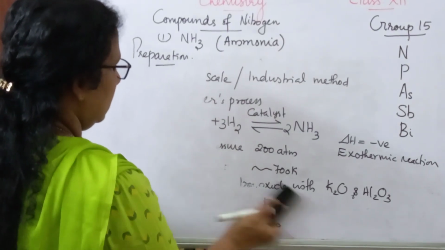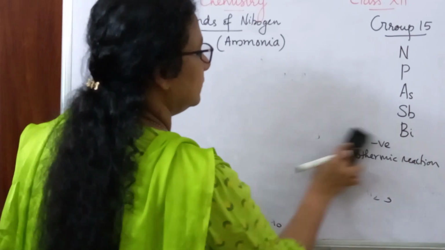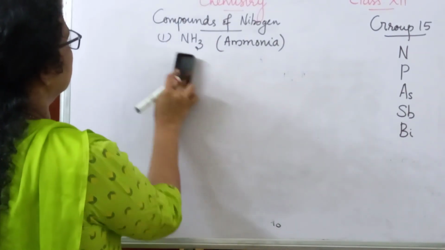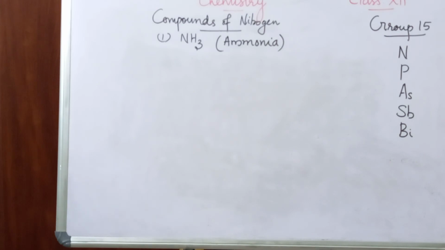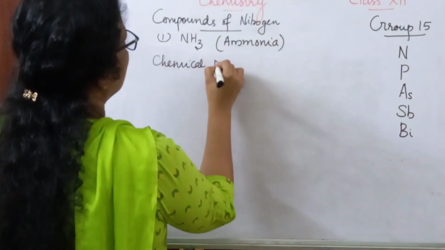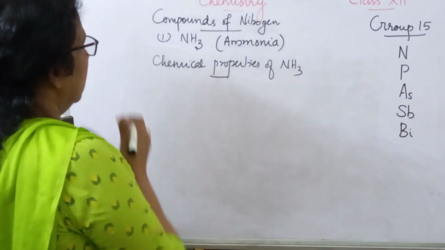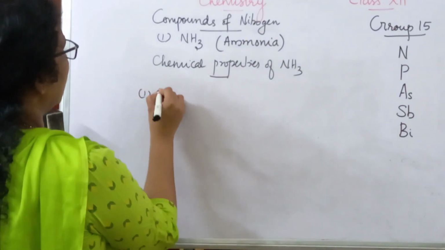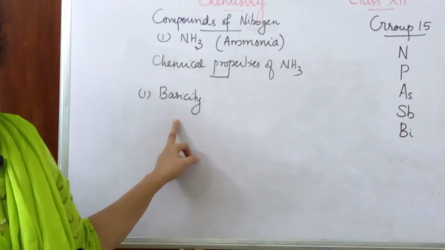Now let us see the chemical properties of ammonia. Chemical properties of ammonia. So the first one is basicity. So ammonia is basic in nature.